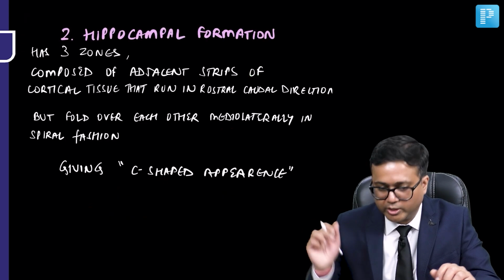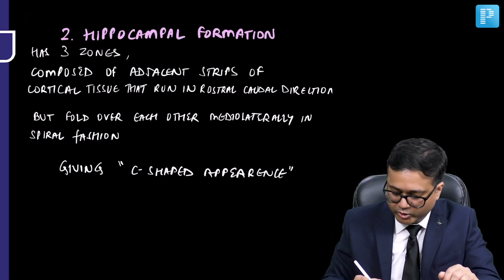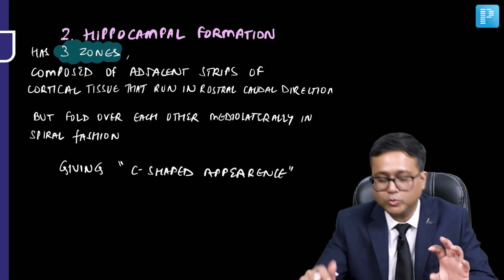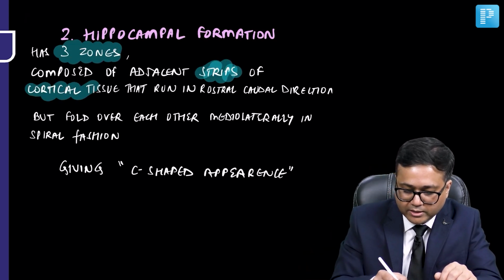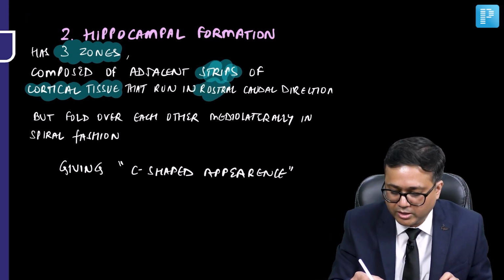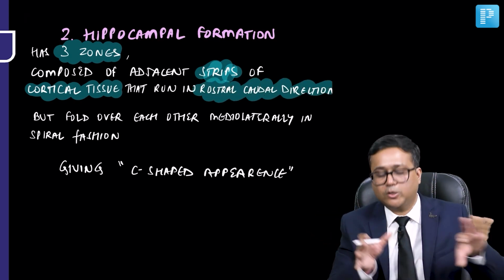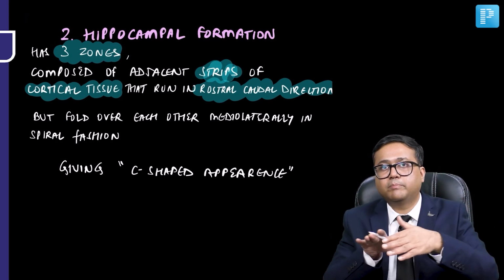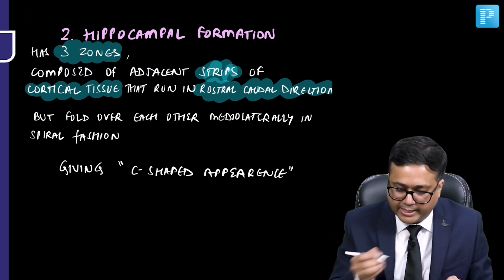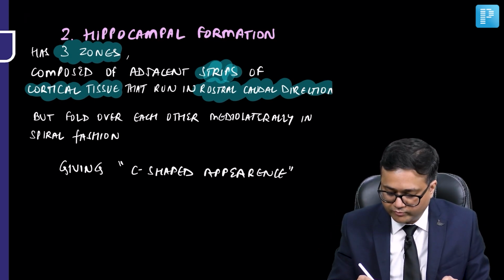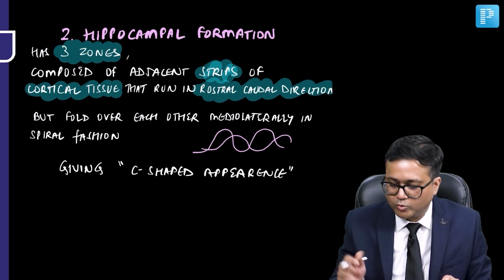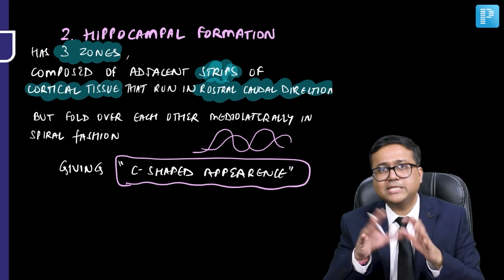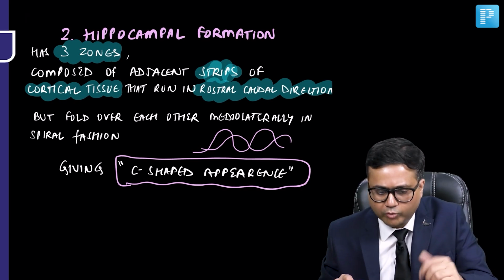Now let's talk about the hippocampal formation. It has 3 zones, composed of adjacent strips of cortical tissue that run from the rostral to the caudal direction, from anterior to backward, but they fold over each other mediolaterally in a spiral fashion. They go from the anterior to the posterior part, giving a C-shaped appearance to the hippocampal formation, which we'll discuss.